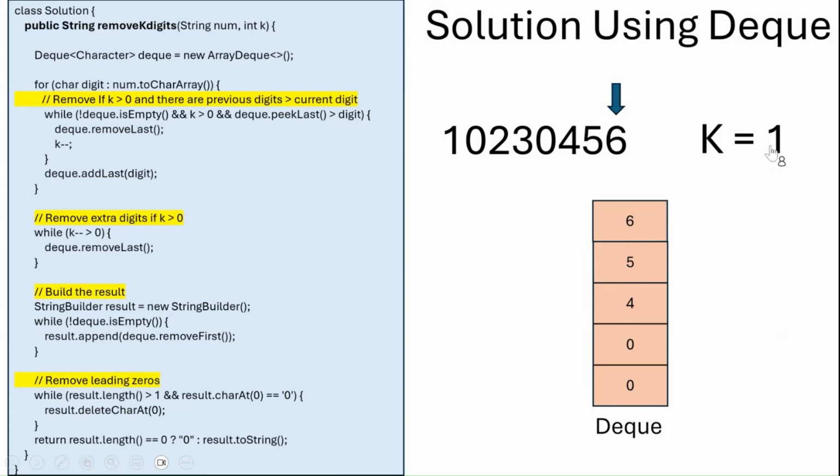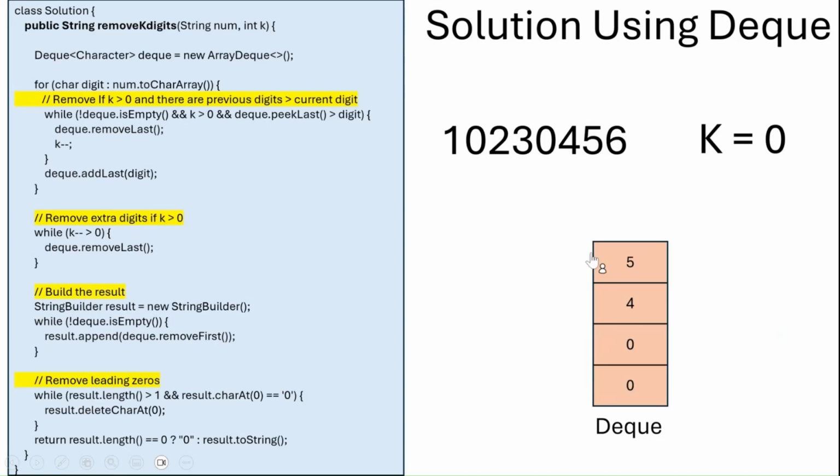But if you see k is still equal to 1. So if you see this second while loop, we need to remove the extra digits if k is greater than 0. So we still need to remove the k digits. Which digits we can remove? We can remove the last digits because these digits are already checked for smaller values, right? So we can safely remove the last digits from the Deque. So we removed the last digit, k decremented, k became 0. So it will come out of this while loop.